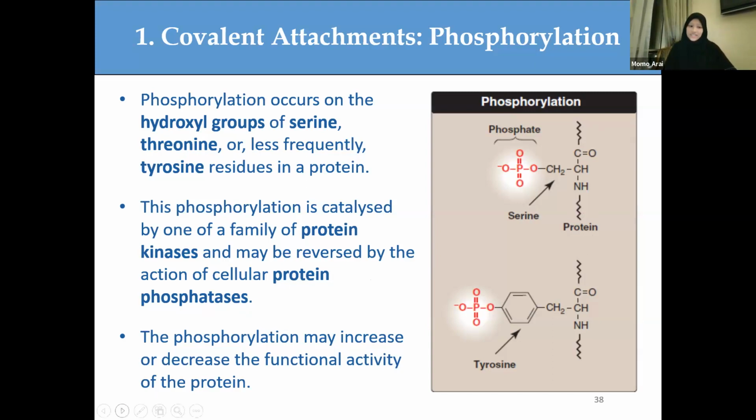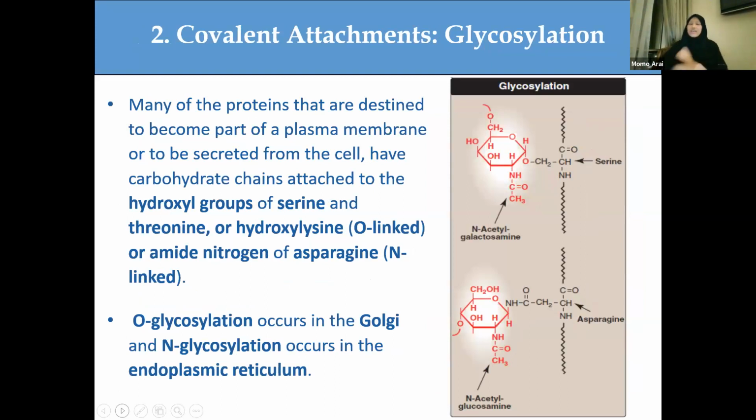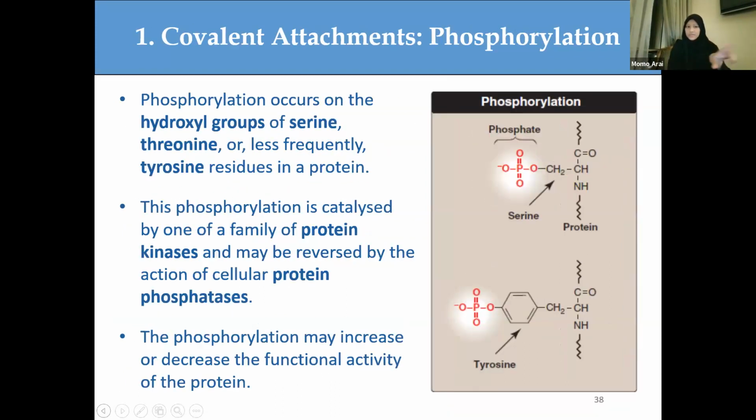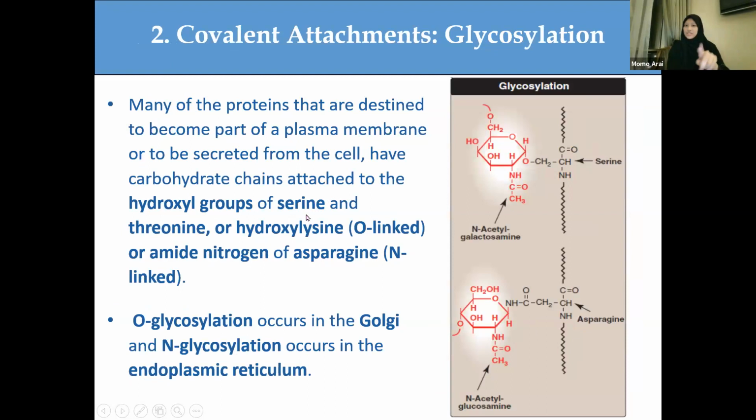That's the first one. Second, glycosylation. The amino acids that undergo glycosylation are the hydroxyl groups of serine, threonine, or hydroxylysine. Serine and threonine are repeated from phosphorylation, so you can memorize them together. The first two here are the same as the first two for phosphorylation, serine, threonine. The new things here are hydroxylysine and asparagine, which I'll come to.